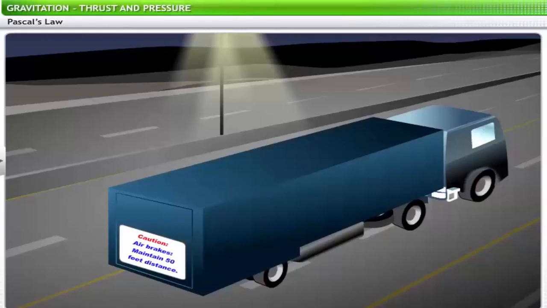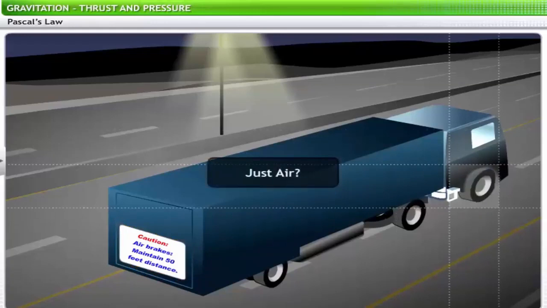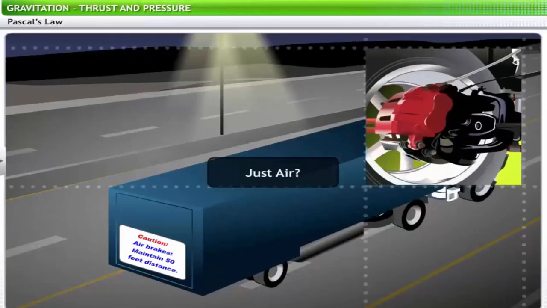Now let's look at some applications of the concept of pressure in our everyday life. You may have seen a warning at the back of trucks moving on highways. Caution: air brakes, maintain 50 feet distance. So, air is used in applying brakes for these huge vehicles?